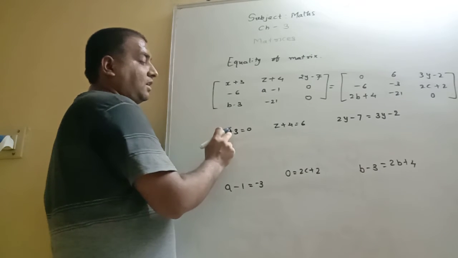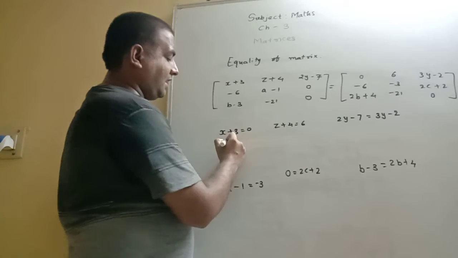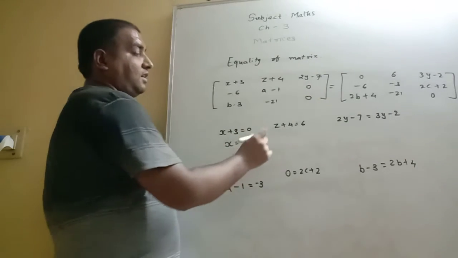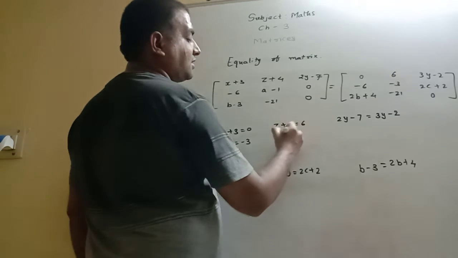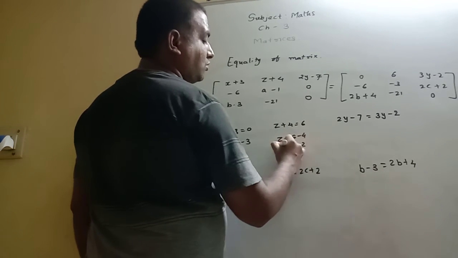So first, x plus 3 equals 0. Plus 3 we take from the left side to the right side, so it becomes negative. So x equals minus 3. Here plus 4 we will take to the other side, so it will be 6 minus 4, minus 2.